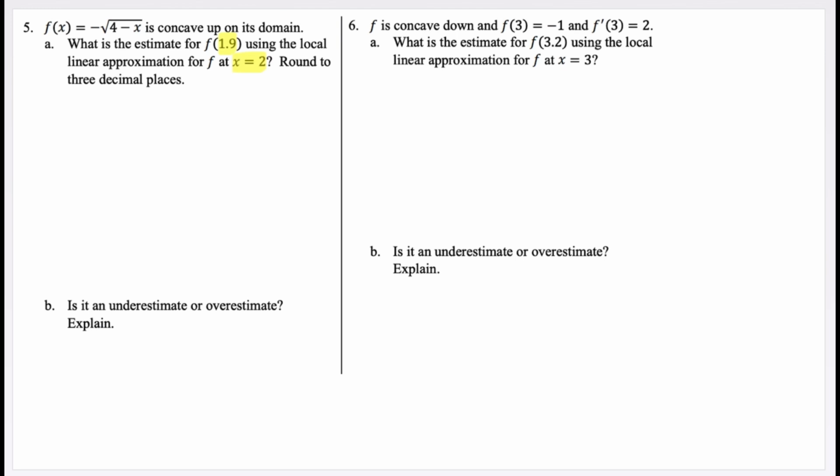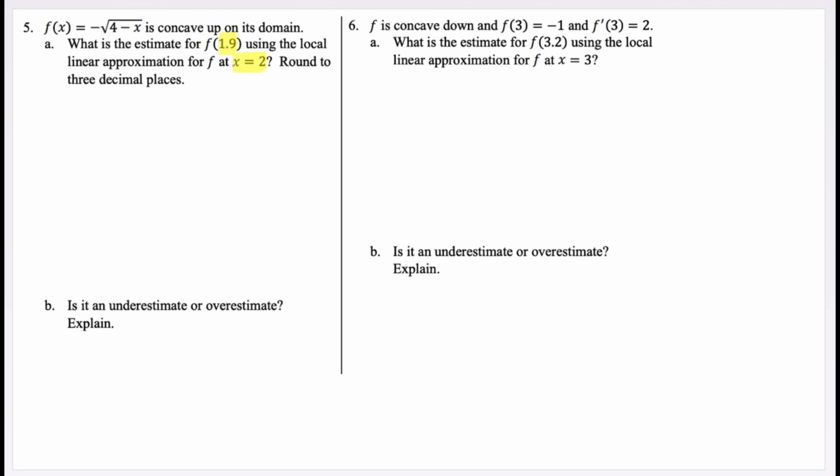For this one, it does say to round to 3 decimal places, which means we're going to have to use a calculator to figure that value out. We're not going to leave it with messy square roots and all of that. We're going to have that decimal version of it. So I'm going to go ahead and set this one up, and then I'll put it in the calculator to figure out what it is.